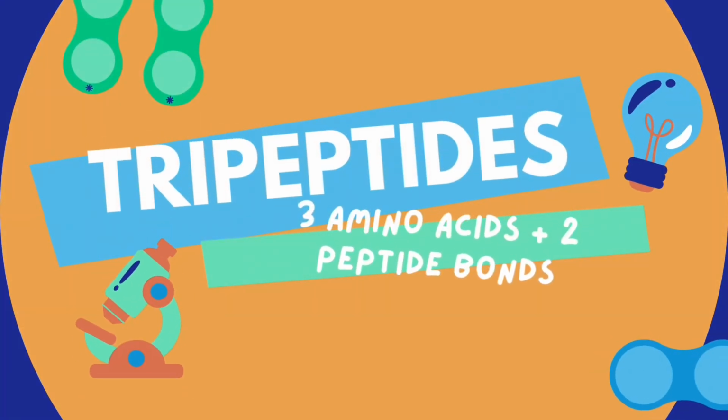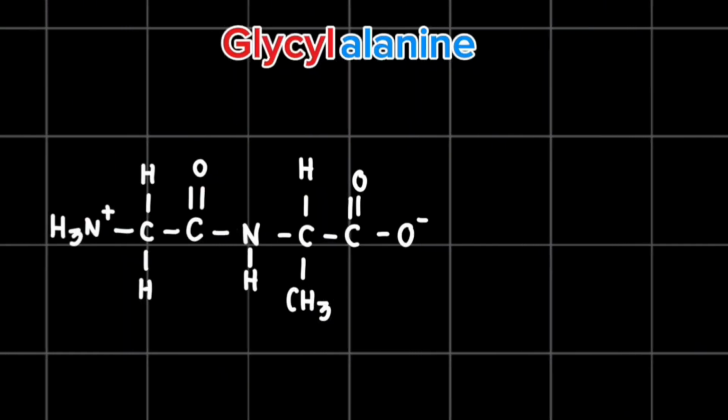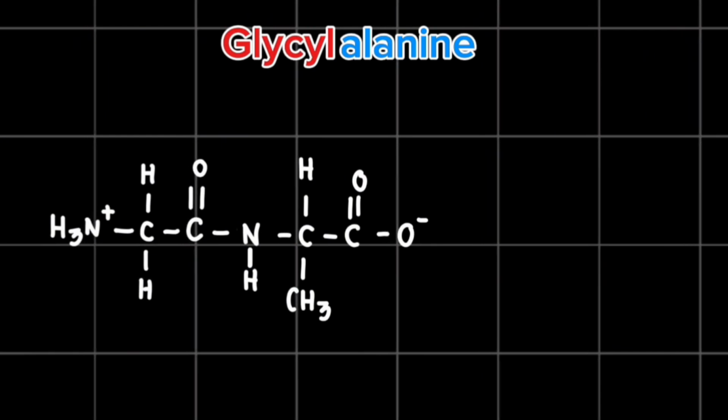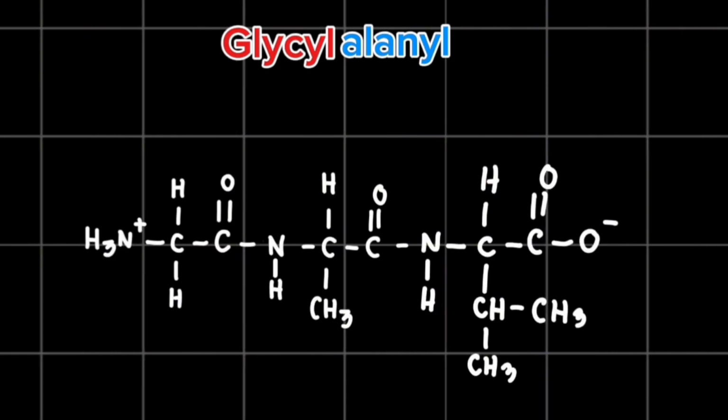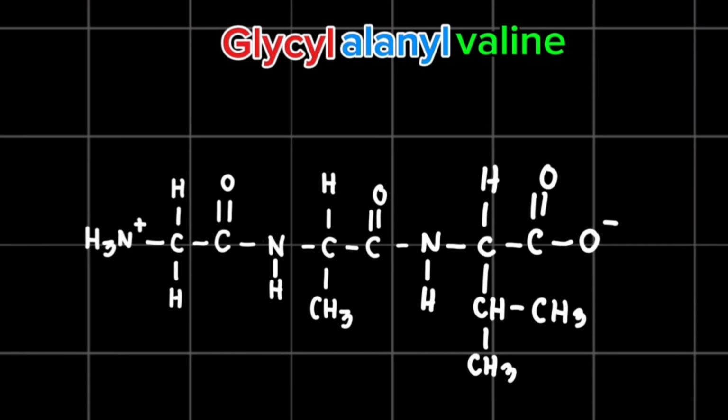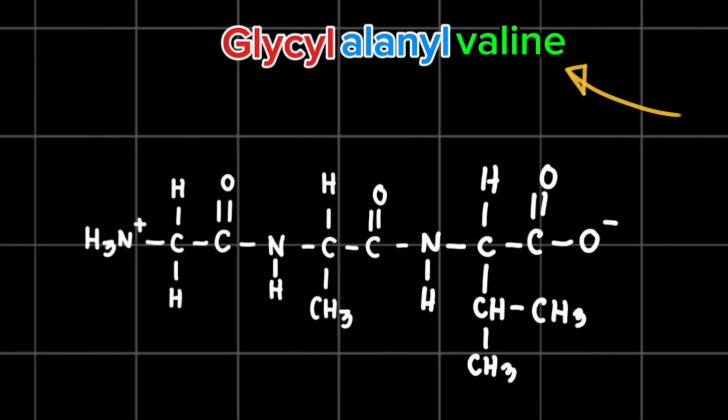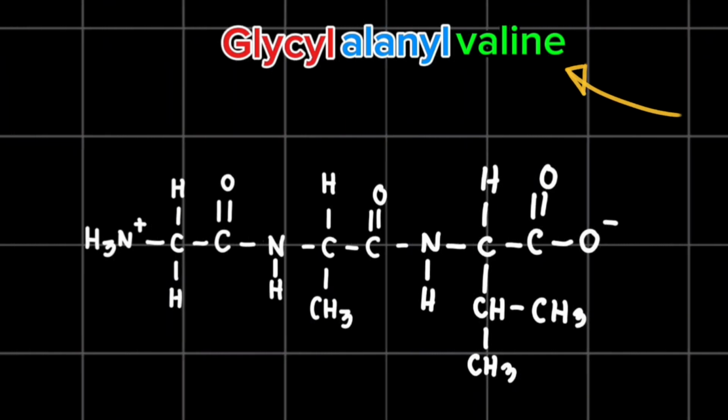Okay, let's add one more amino acid to the party. Now, we've got a tripeptide, basically just 3 amino acids and 2 peptide bonds. So, how would we name it? Simple, we just follow the same rules. Let's say it's glycine, alanine, and valine. You go left to right, starting with the N terminal end. Glycine becomes glycyl, alanine becomes alanyl. The last one, we keep as valine. Therefore, we would get glycyl alanyl valine.